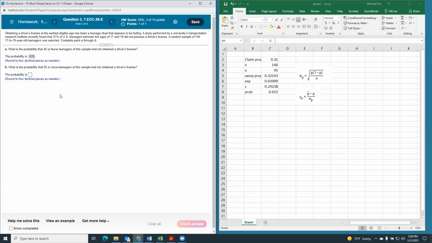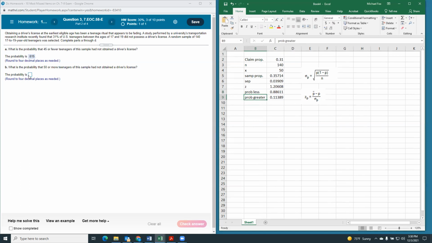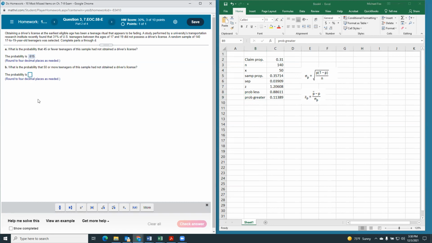Second question is, what's the probability that 50 or more teenagers? So here we're going to change our X to 50. Remember, this gives us the probability of less than, so the probability that it's greater is just going to be 1 minus the probability less. The probability of 50 or more is 0.1139.